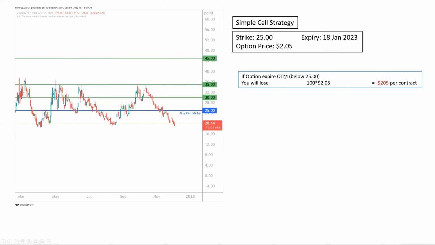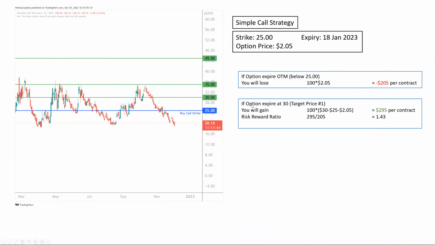If the option expires out of the money, meaning your VIX remains below 25 by the 18th of January, how much are you going to lose? You will lose your entire contract, which is 100 times $2.05, your option price. Here I am assuming you only buy one contract. If you buy two contracts, you multiply by 2. If you buy 3 contracts, you multiply by 3. But right now I'm assuming there's only one contract. So your maximum risk is $205, that is if your VIX did not go above 25 before the expiry date.